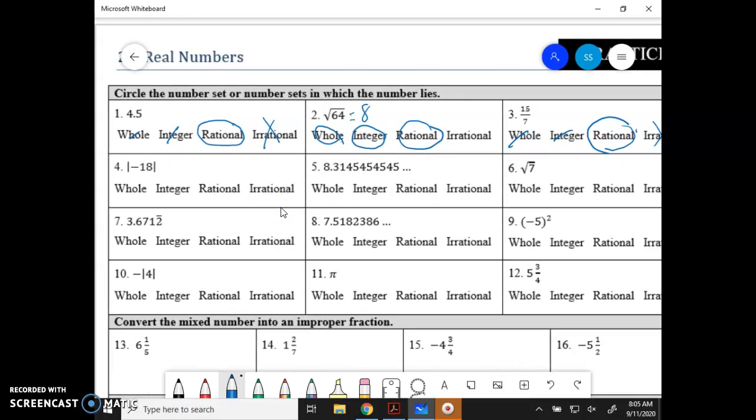All right. The absolute value, that's what these bars mean, the absolute value of negative 18 is 18. So that is a whole number, it is an integer, and it is rational. All right. Number 5, we got 8.3145454545. Okay, looks like this 45 is repeating. So it's definitely not a whole number, definitely not an integer, but it is rational because that's one of the other determinations between rational or irrational. If it is a decimal that repeats, it is rational.